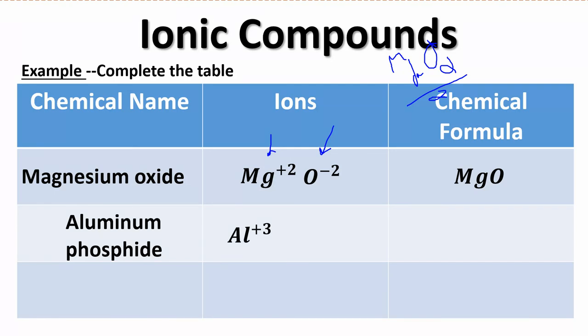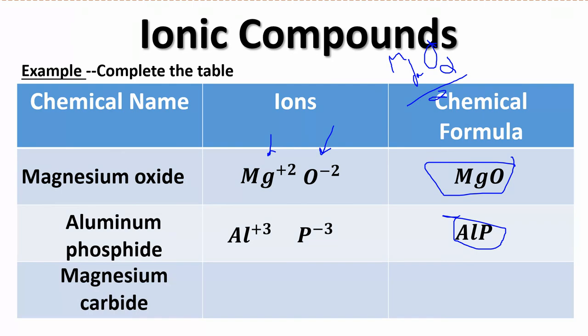This also applies when you get the charges both being 3. Again, aluminum loses 3, phosphorus gains 3, so you only need 1 of each atom. The bottom line here is when your charges are the same number, whether they're 4s, 3s, 2s, or 1s, you end up with 1 of each element in our compound.